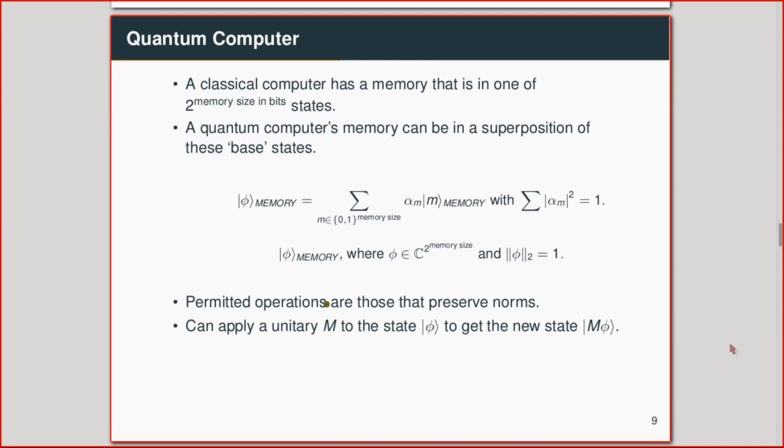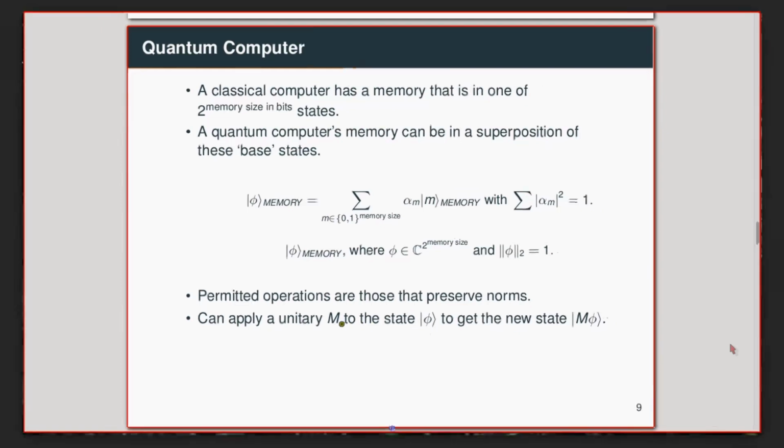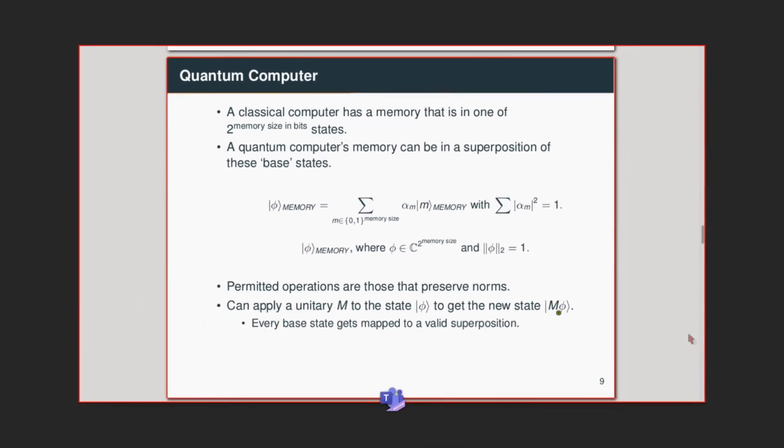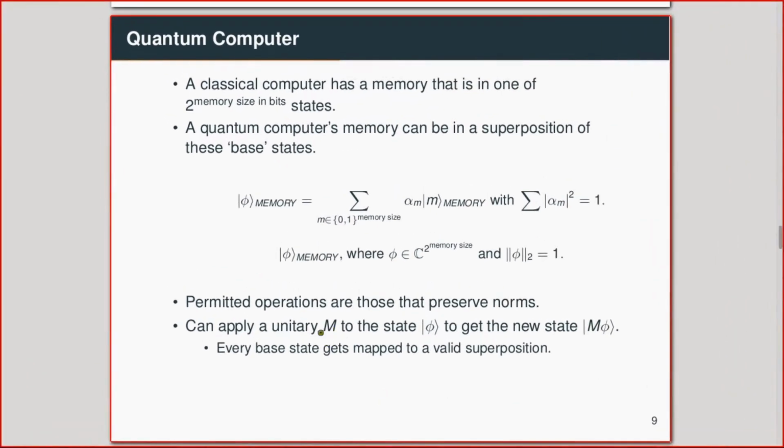And a nice linear algebraic way of characterizing this: the only linear algebraic stuff that you can do that preserves norms is to apply a unitary M. So you have a vector phi, you apply a unitary M, and the new state that you get is M phi. What this means, if you unpack the definition of a unitary matrix, is that each of these base states actually has to get mapped to a valid superposition.